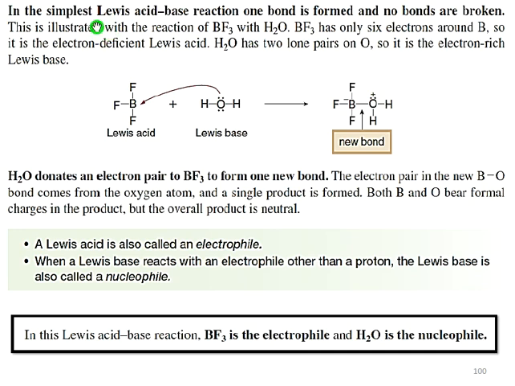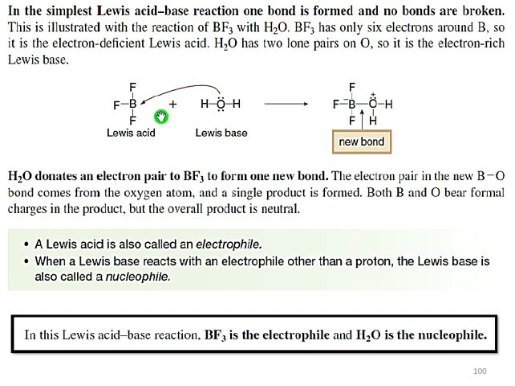Okay, and there is something important for the Lewis acid reaction. If you look at this reaction, this unshared pair of electrons attacks the boron because the boron is electron deficient. Okay, and there is a new bond. But if you look, there is no bond that will be broken. That means in the simplest Lewis acid-base reaction, one bond is formed, this bond is formed, and no bond is broken.